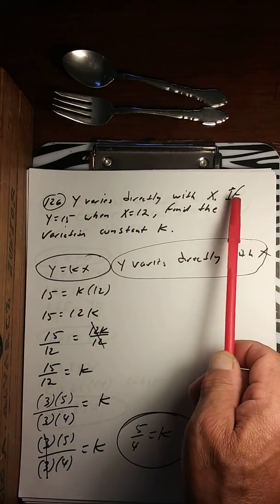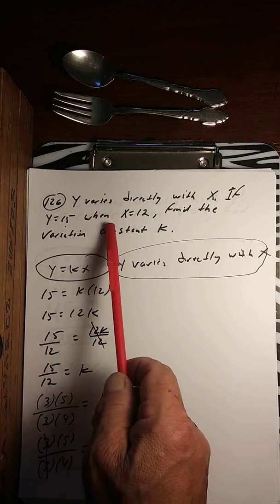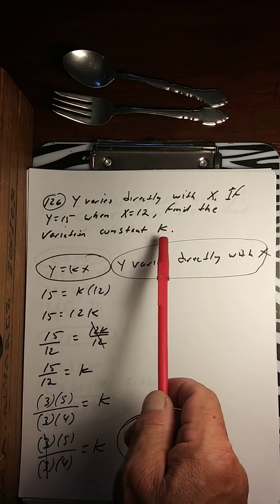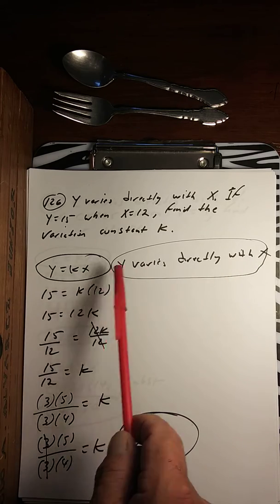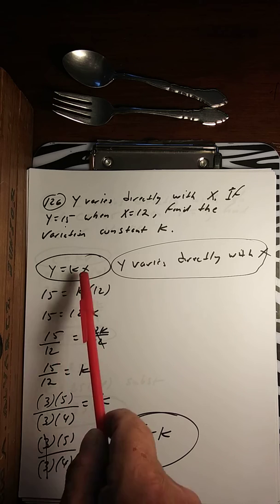Y varies directly with x if y equals 15 when x equals 12. Find the variation constant k. So y equals kx, since y varies directly with x. Put the numbers in that we know.